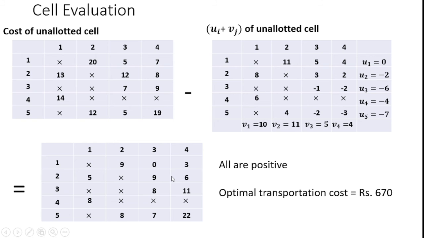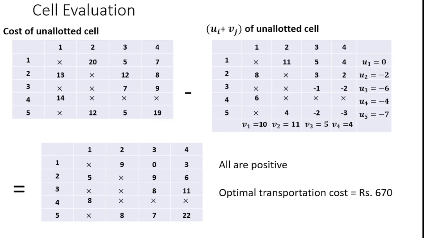Likewise, I can perform all the other elements that are available with the unallotted cells. Here you see all are positive values. In the tabular column all are positive values. There is no negative value available, so the optimal transportation cost from Vogel's approximation method is 670, which is the optimal value. So the optimal transportation cost is equal to 670.